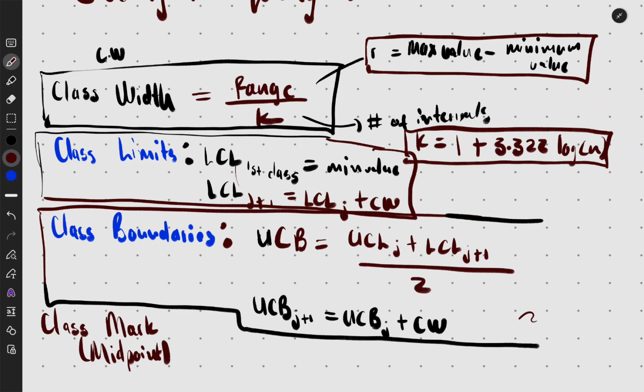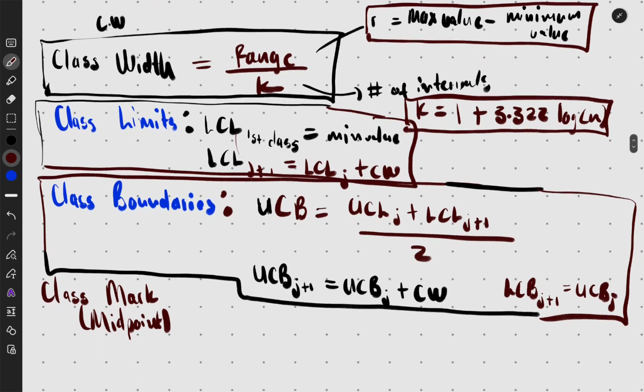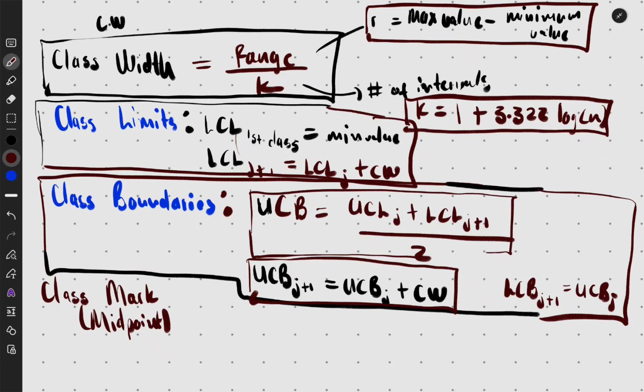Then what you must know is that the lower class boundary of class J plus 1 is equal to the upper class boundary of class J. So lower class boundaries, we don't need to calculate them. You just take the value which was the upper class boundary on the step before and make it the lower class boundary of the next step. But the upper class boundary, you get by adding the class width to the upper class boundary of class J. You get only the first one, then start adding class width to get all the other upper class boundaries. Then to get the lower class boundaries, just use the upper class boundary of the one before.